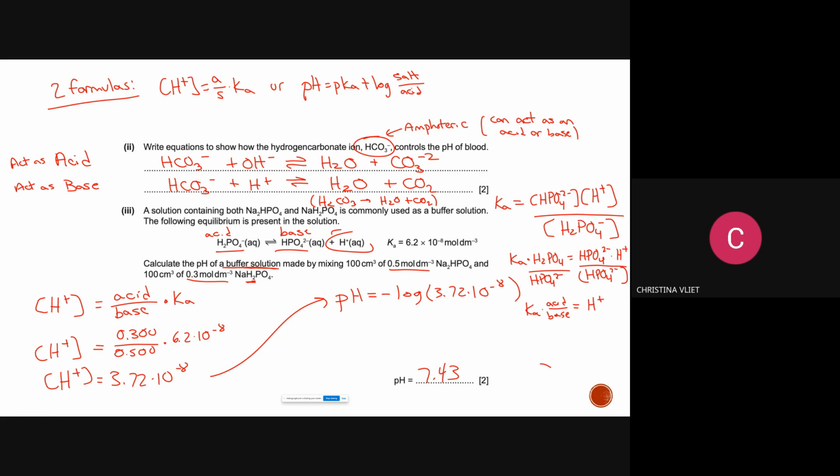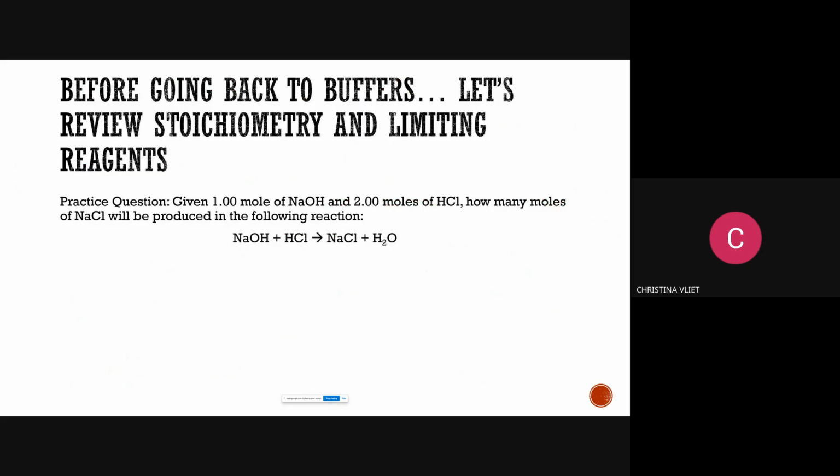Ready to continue? So this was the question we had ended up with. Now, the reason why I'm taking so much time to go over this one thing today is because we need to revisit stoichiometry. Before going back to buffers now, let's review stoichiometry and specifically the concept of limiting reagents, which is something that you learned back in pre-AP. We went over it very quickly in AS chemistry, but it's coming back now. And so take a look at this very, very easy example.